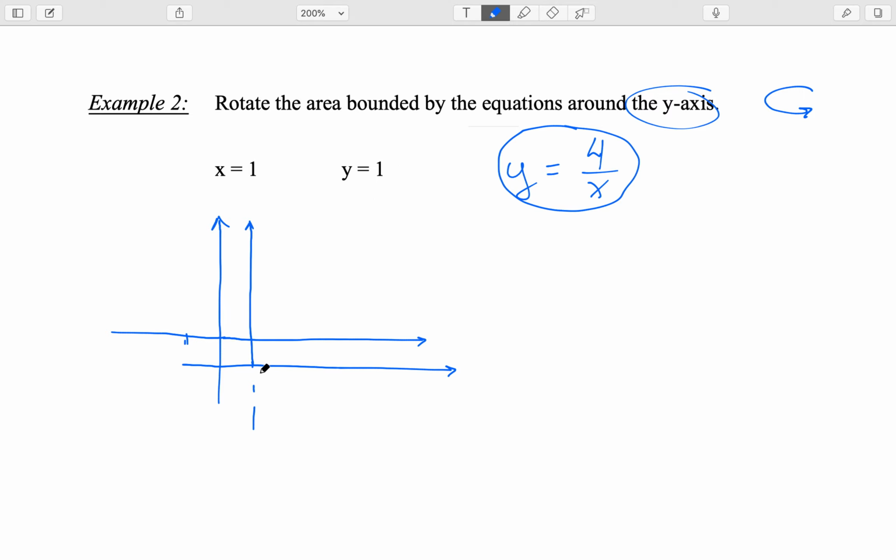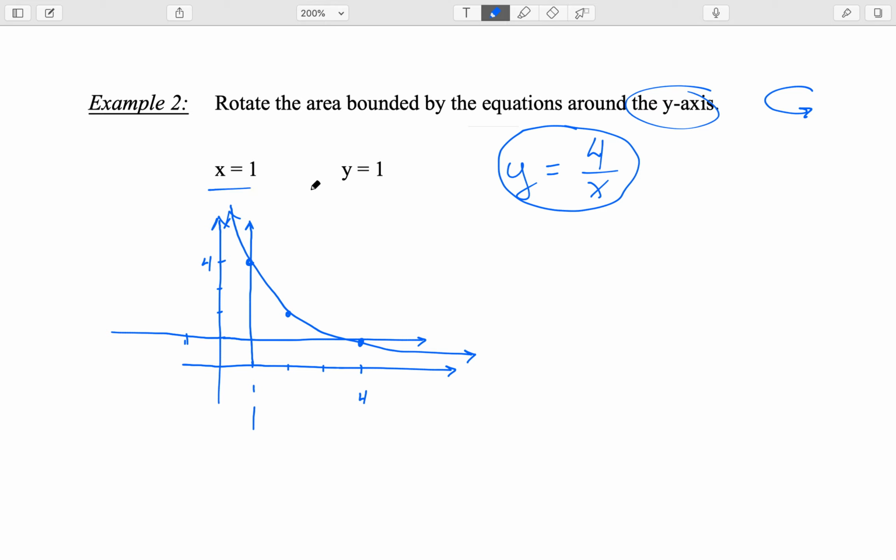4 over x. Well, hang on. When the x value is 1, the y value is 4. When the y value is 1, the x value is 4. When the x value is 2, the y value, oh yeah, remember this was a curve. It's a 1 over x kind of curve. So it's a curve that does this, asymptotic in that direction and that direction. But this is the little region we're talking about.